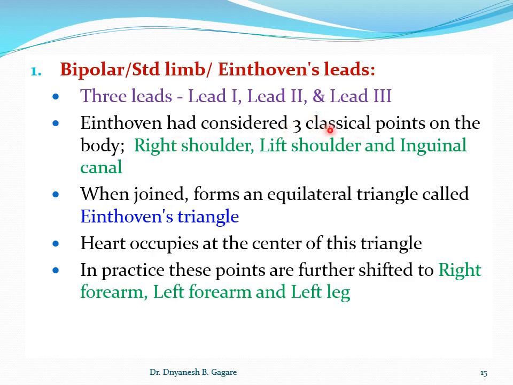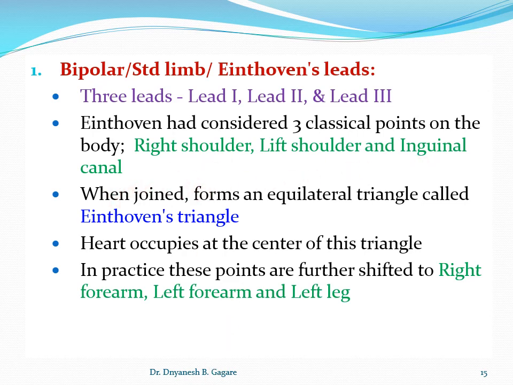These points are called the classical points, because while recording the ECG we are keeping the electrodes on these 3 points. What are these 3 points on the body? One is the right shoulder, the left shoulder and the inguinal canal. I will explain these 3 classical points later in a diagram. So the classical points are the right shoulder, left shoulder and inguinal canal.